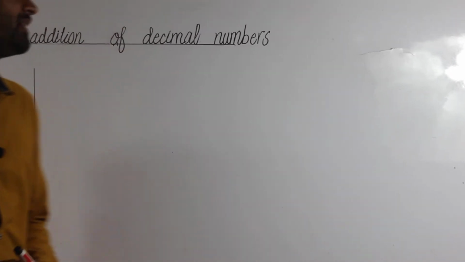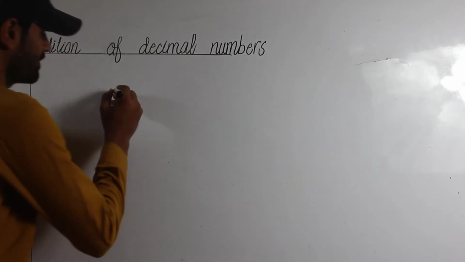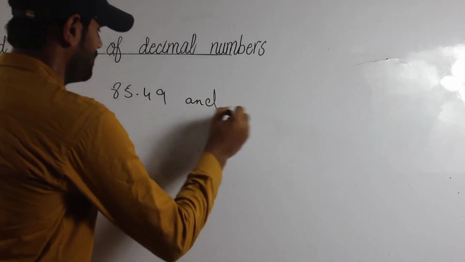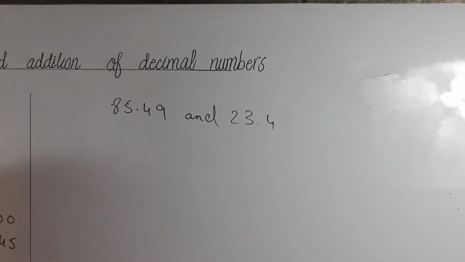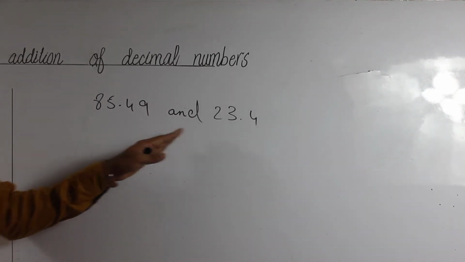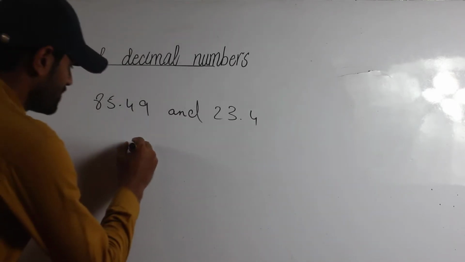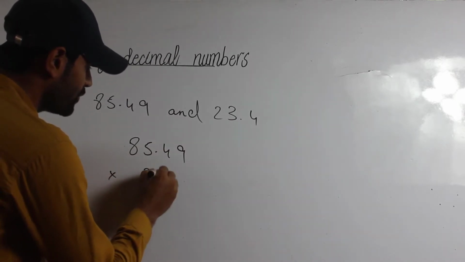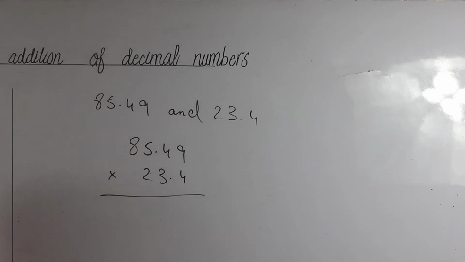Now we perform multiplication of two decimal numbers. I choose these two numbers, 85.49 and 23.4. I perform the multiplication. So 85.49 multiplied with 23.4. Here I don't need to put the point under the point.